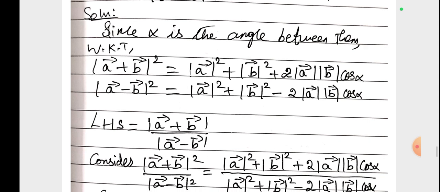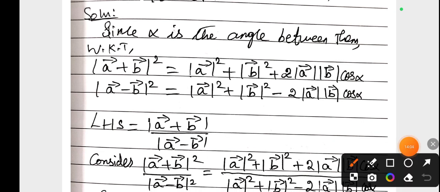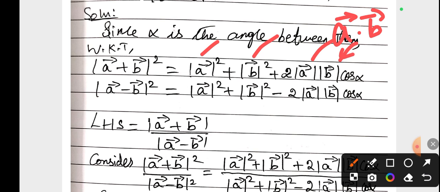Since alpha is the angle between them, we should know the A plus B whole square formula, children. What is that now? Magnitude of A square plus magnitude of B square plus 2AB. Actually, not 2AB, it is 2 A vector dot B vector that is coming. But by definition it will be magnitude of A, magnitude of B cos theta. Here they said alpha is the angle, so cos alpha. I hope you understand. That is how we got A square plus B square plus 2AB.